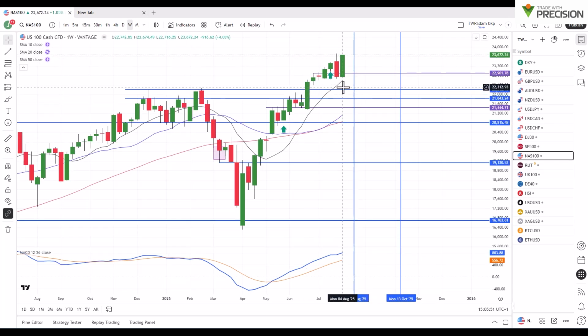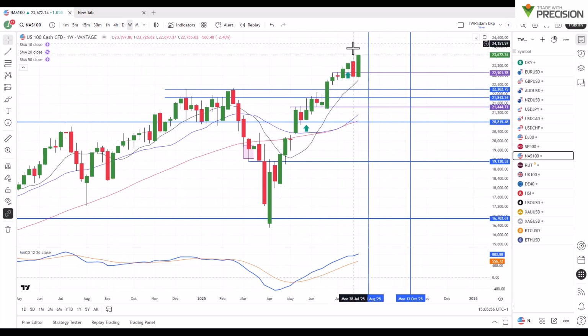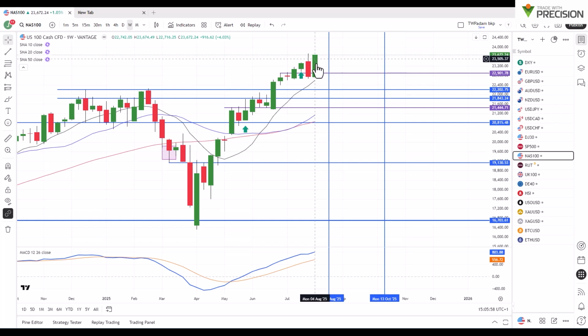Looking at the NASDAQ as well, also closing up a few points away from all-time highs, continuing to look very, very bullish. And the quality of the trend, I might add, is looking particularly good. So signs of bullishness there.